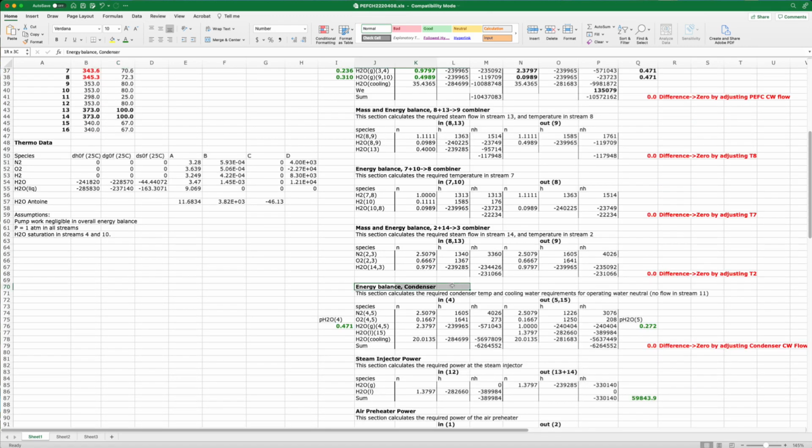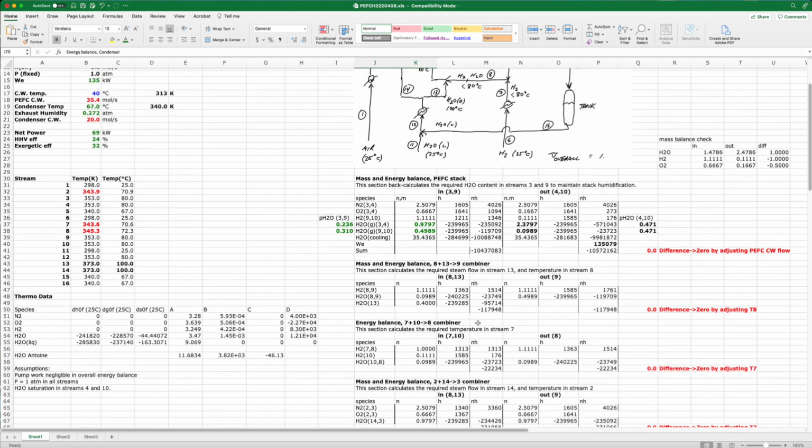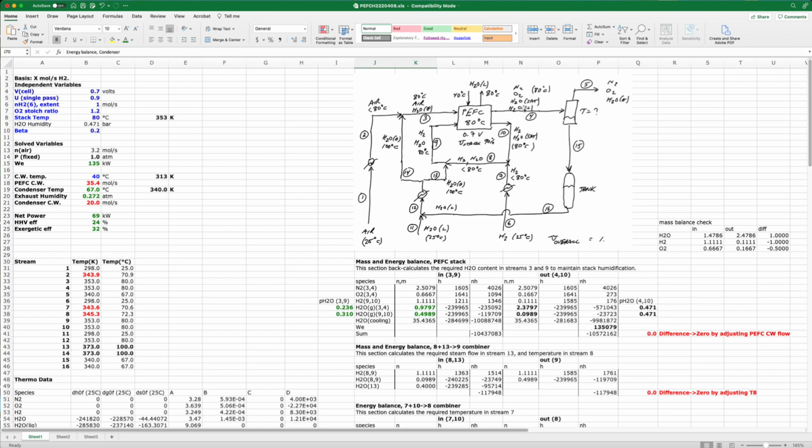Finally, there's an energy balance on the condenser. Here we know the flow rate of H2O and O2 and N2 in stream 4. I'm assuming no liquid water in stream form, so just saturated H2O. And the question is, how much of this do we have to condense in order to produce liquid that is sufficient to recirculate to the 2 steam injectors without needing any additional water?